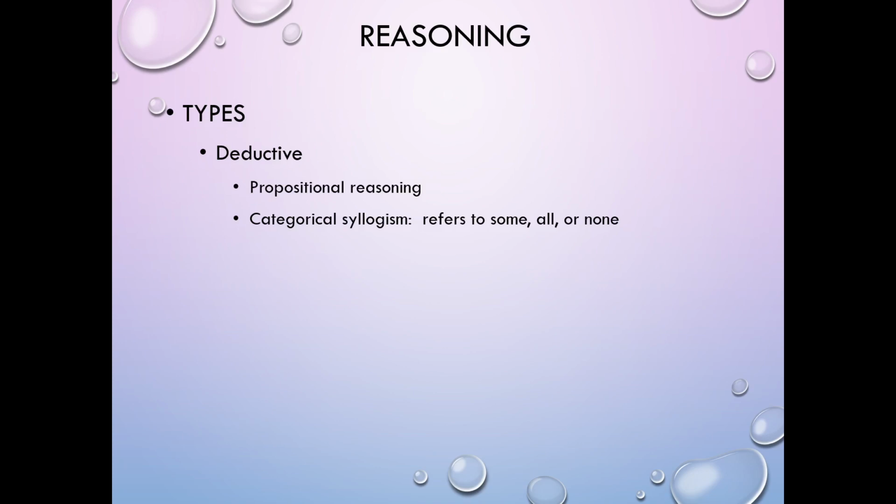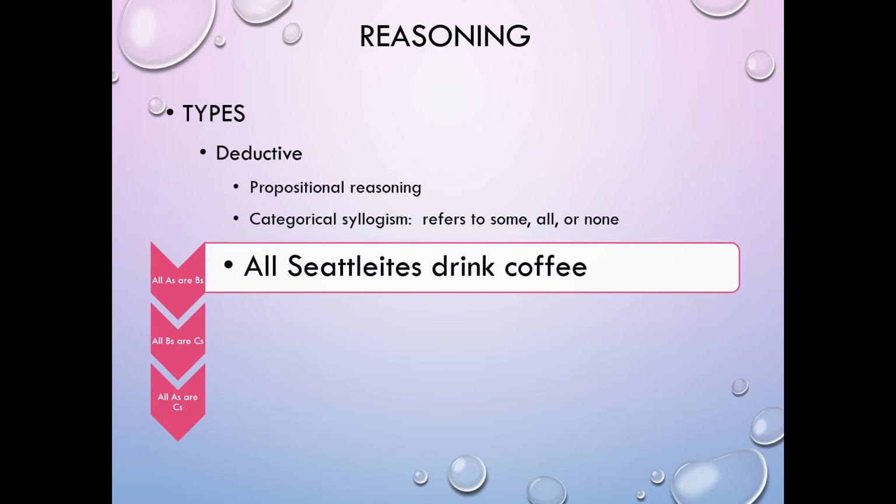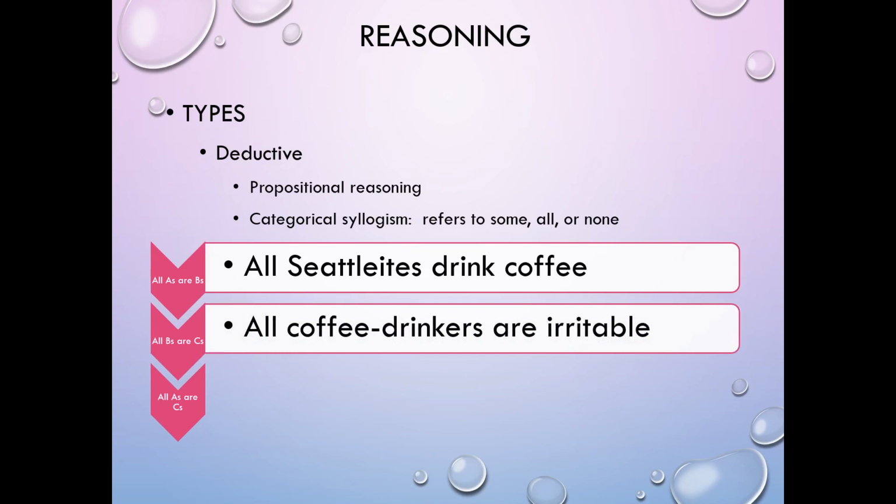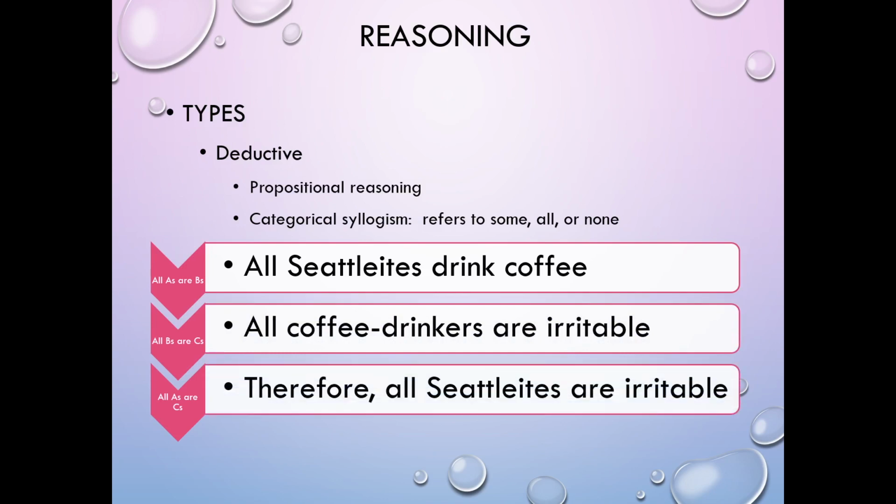Under deductive reasoning, there's also something that we call a categorical syllogism. Categorical syllogisms refer to some, all, or none of the possible events. Let me give you an example. It'll make more sense. For example, if we said all A's are B's, all B's are C's, we would have to logically conclude that all A's are C's, right? Because if all A's are B's and all B's are C's, it logically flows that all A's have to be C's. So let's apply that with an example. All Seattleites drink coffee. All coffee drinkers are irritable. Therefore, all Seattleites are irritable. Okay, that feels wrong, doesn't it?